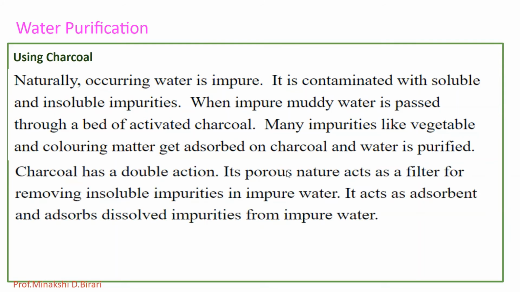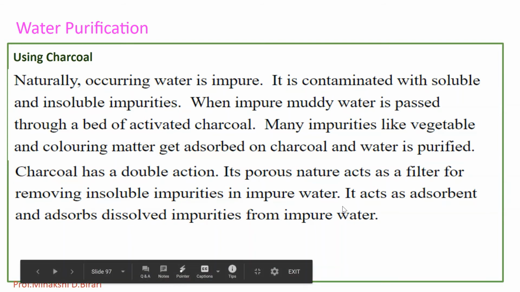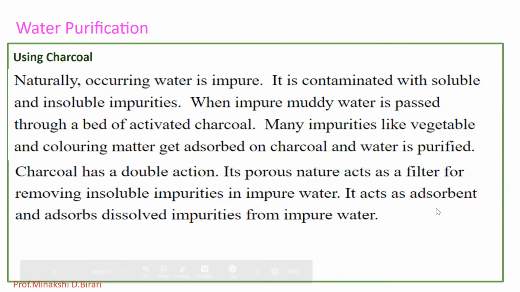Charcoal has a double action. Its porous nature acts as a filter for removing insoluble impurities in impure water. Secondly, it also acts as an adsorbent, and it adsorbs the dissolved impurities from the impure water. So the presence of soluble impurities makes the water hard. The hardness of water is due to mainly Ca²⁺ ions and Mg²⁺ ions.